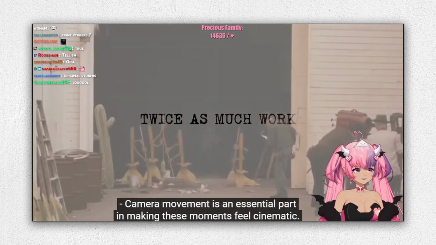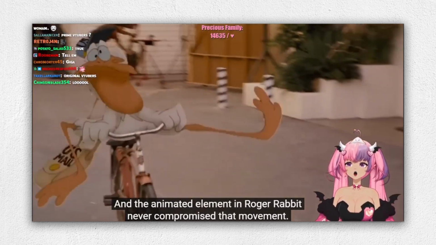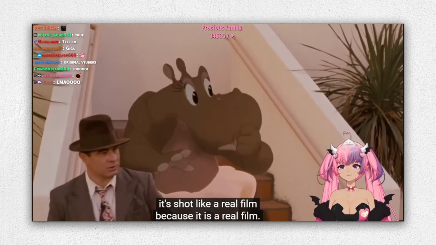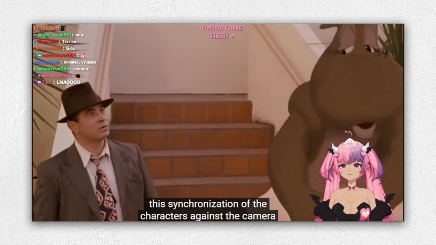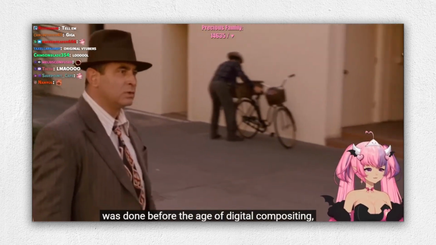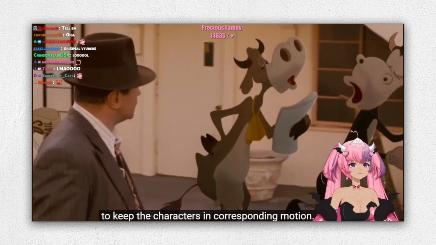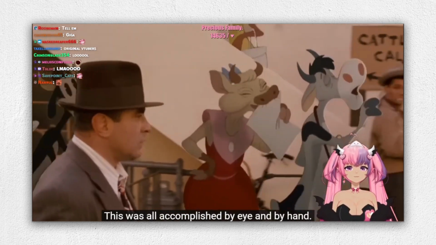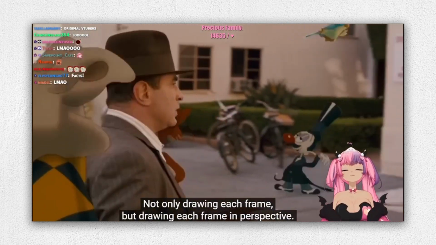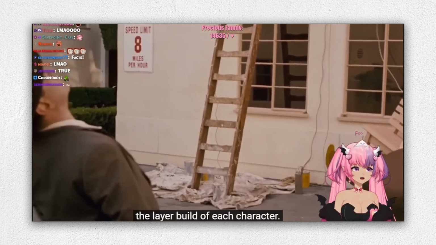Camera movement is an essential part in making these moments feel cinematic. And the animated element in Roger Rabbit never compromised that movement. It's shot like a real film because it is a real film. And you have to remember, this synchronization of the characters against the camera was done before the age of digital compositing. So there was no tracking software to account for the movement to keep the characters in corresponding motion. This was all accomplished by eye and by hand, not only drawing each frame, but drawing each frame in perspective. And that becomes a lot more impressive when you consider the layer build of each character.